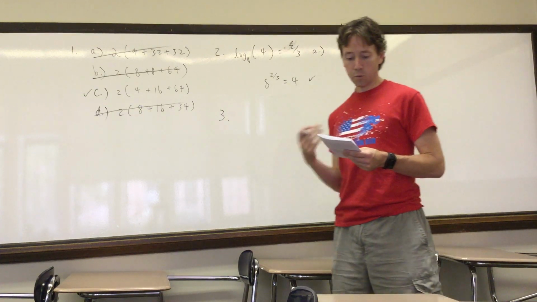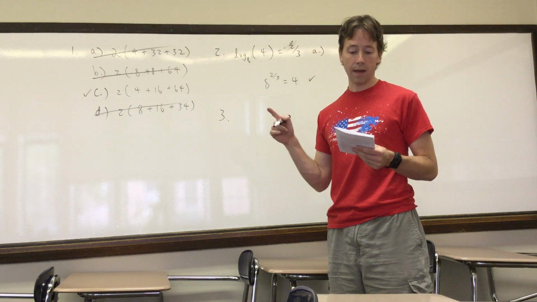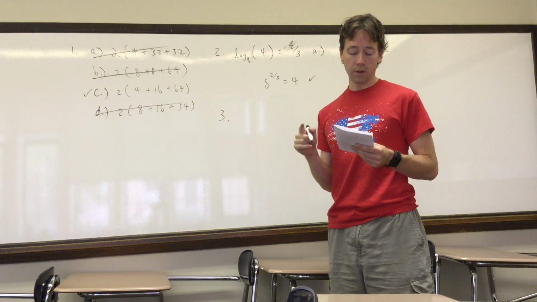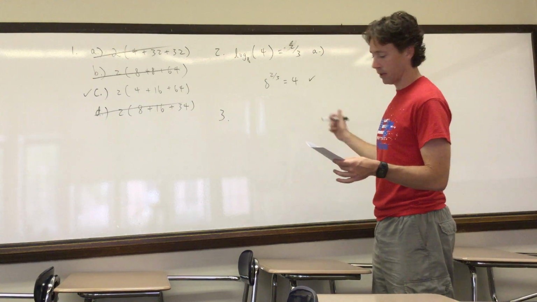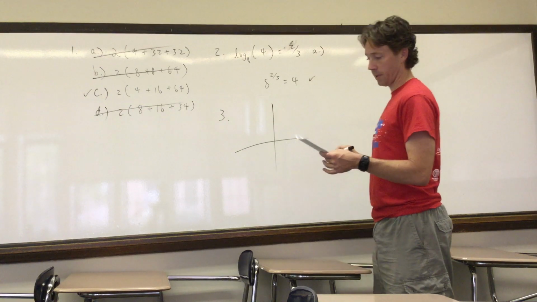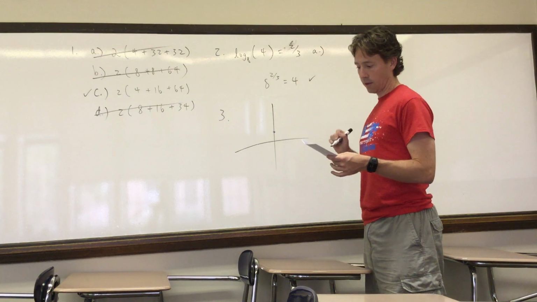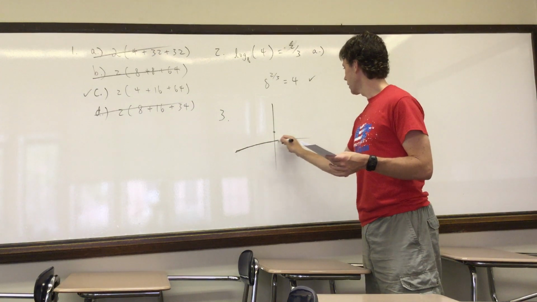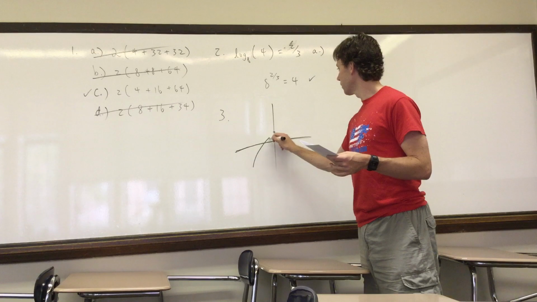Question 3, in the xy plane, the set of points equidistant from the point 0, 1 and the line y equals 0. That should sound like a parabola to you guys, but I'll just draw a quick picture here so you can see. 0, 1 is right here. The line y equals 0 is the x-axis.